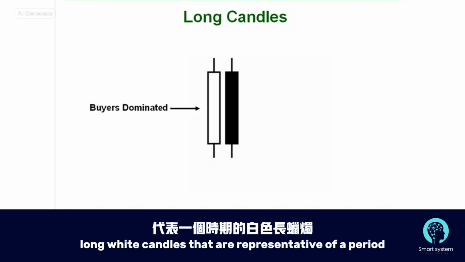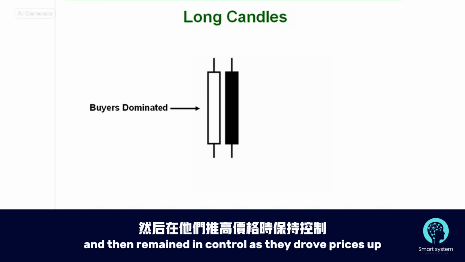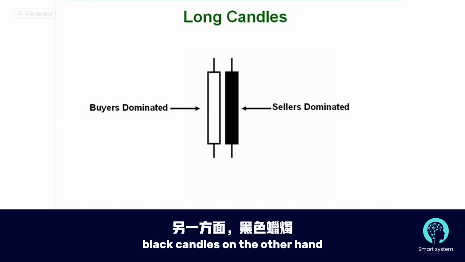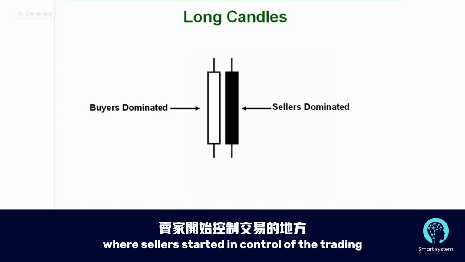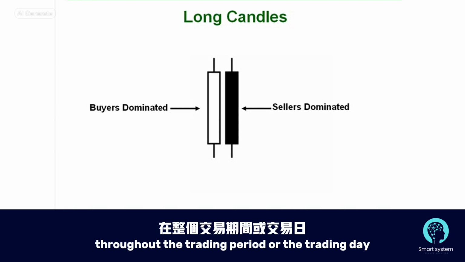Long white candles are representative of a period where buyers started in control of the trading period and then remained in control as they drove prices up throughout the trading day. Black candles, on the other hand, represent a period of trading where sellers started in control and then dominated as they drove prices down throughout the trading period or the trading day.